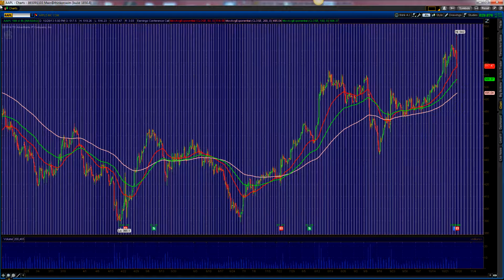But if we do see a sell-off, Apple is one of the stocks that could absolutely lead a sell-off lower. Alright, back to currencies.